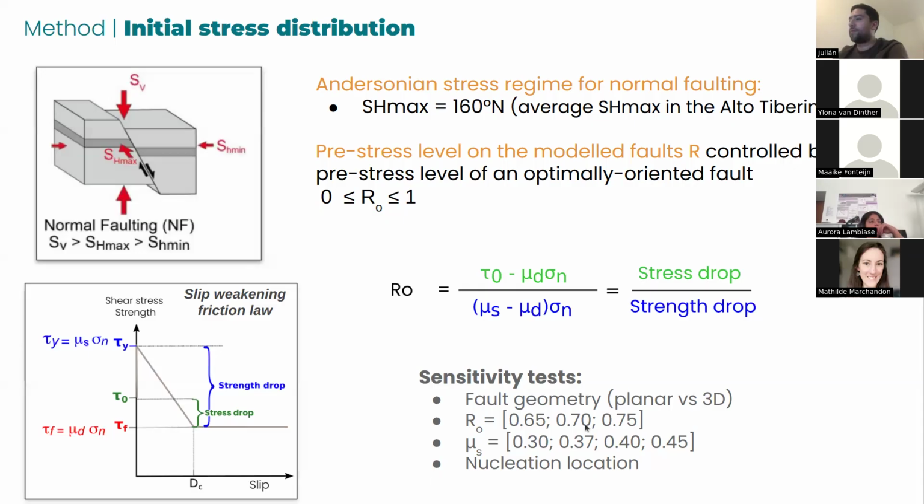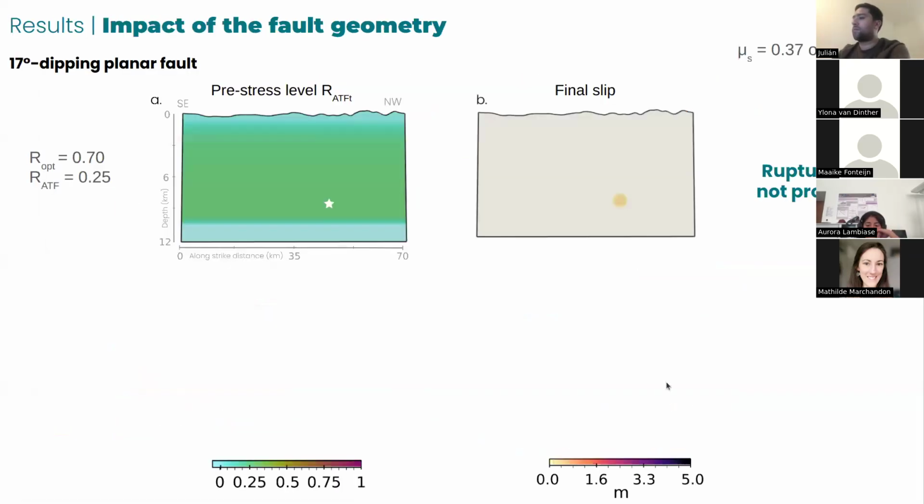So we investigate the impact of different parameters on the result of the simulation. We first look at how the fault geometry impacts the result, so how a planar fault versus a 3D fault, a fault with some topography on it, impacts the results. We look at the impact of the pre-stress level, the static coefficient of friction, and the nucleation location. So here, what I show you is the result of a simulation that uses planar faults that are 70-degree dipping as the Alto Tiberina fault.